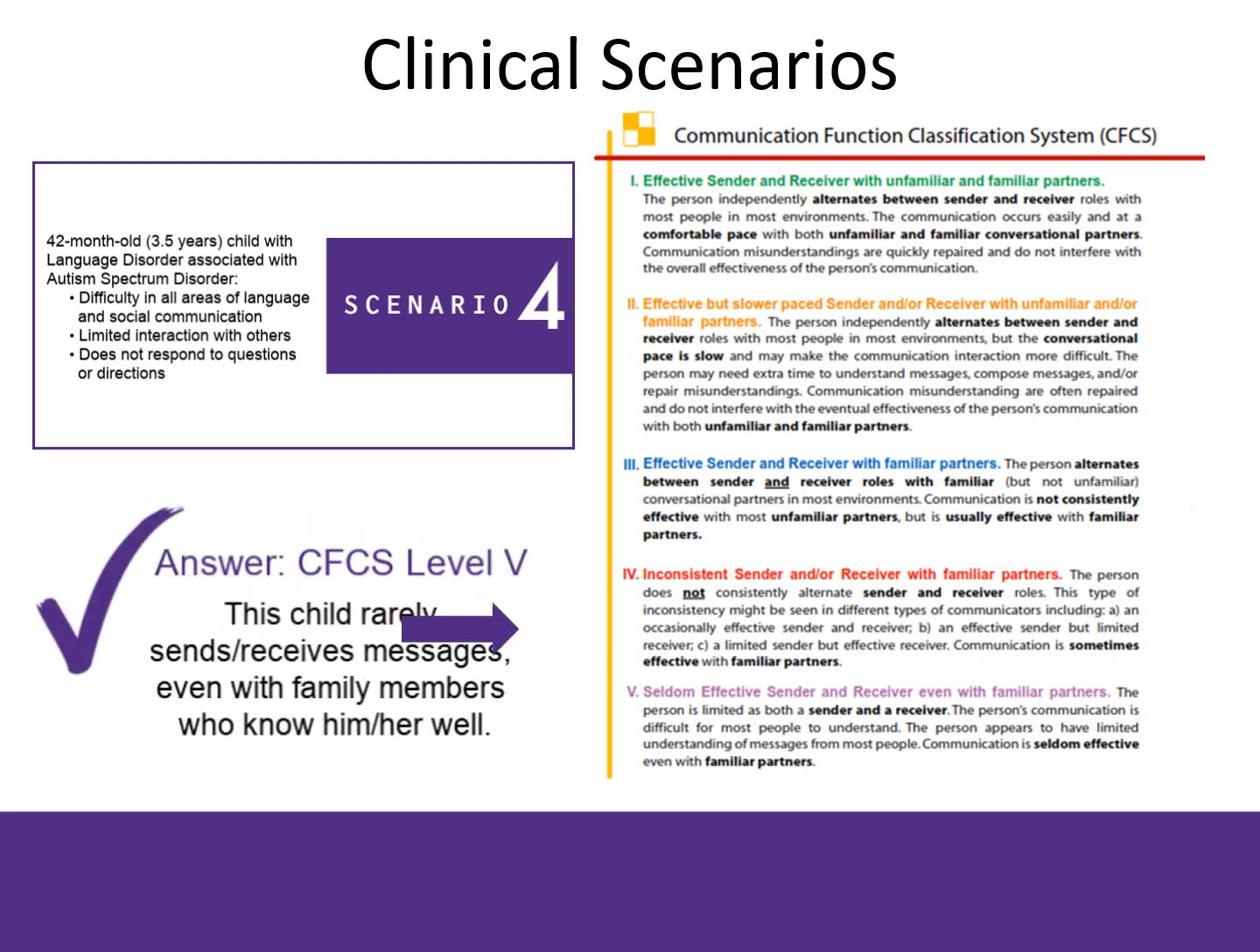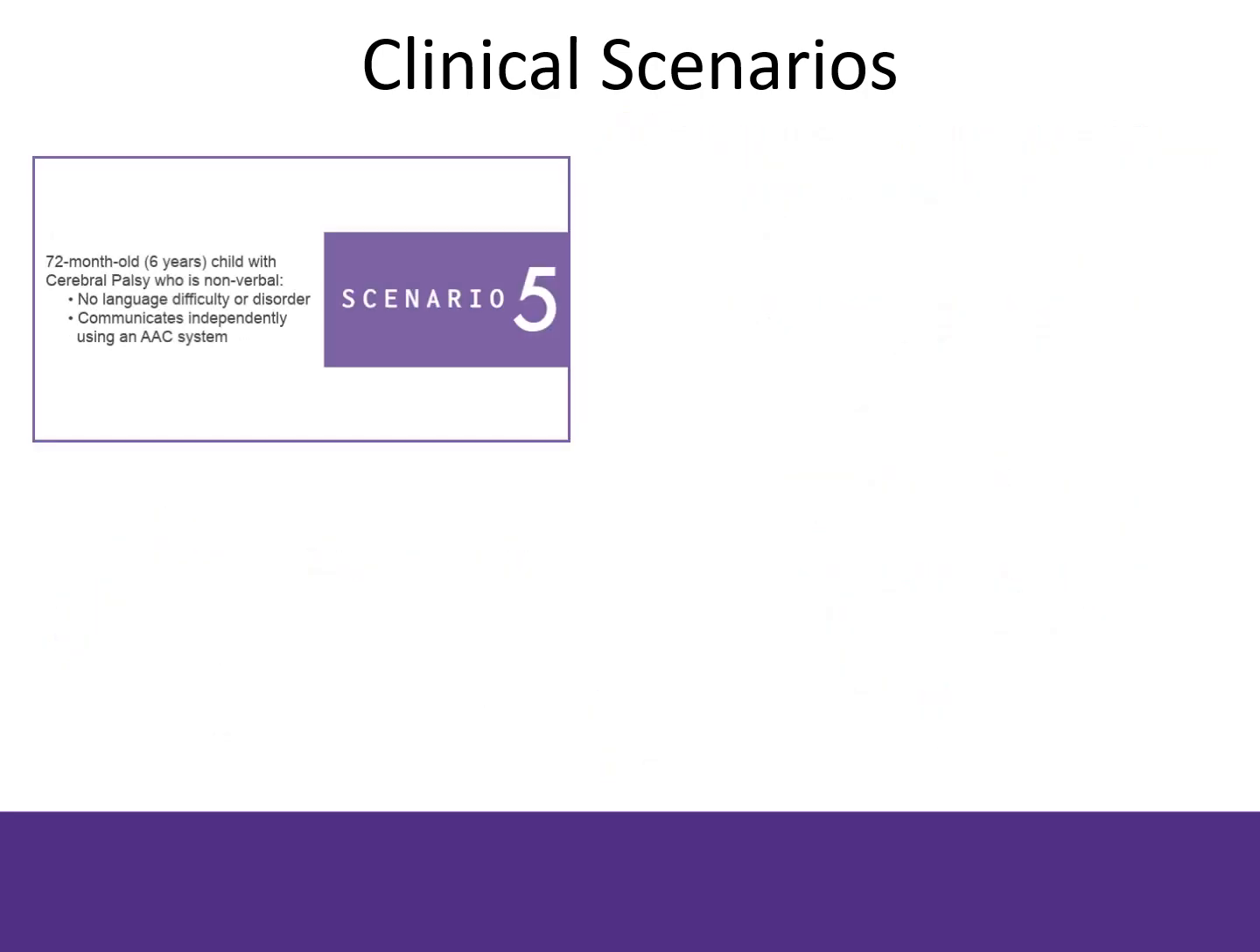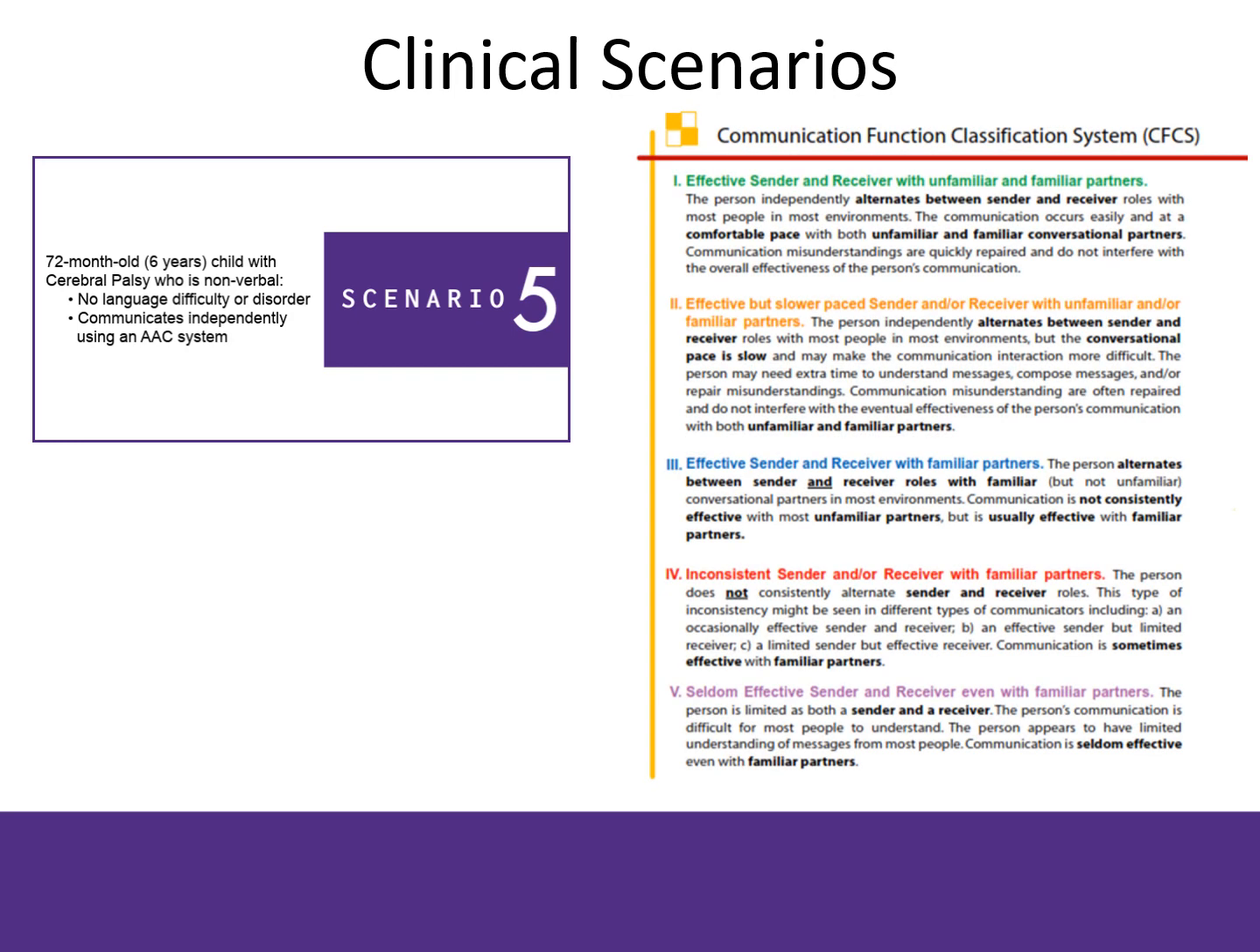This child should be classified as CFCS Level 5. This child rarely sends or receives messages, even with family members who know him well. Scenario 5. A 72-month-old child with cerebral palsy who is a nonverbal communicator. Expressive and receptive language are within normal limits, and this child communicates independently using an AAC system.